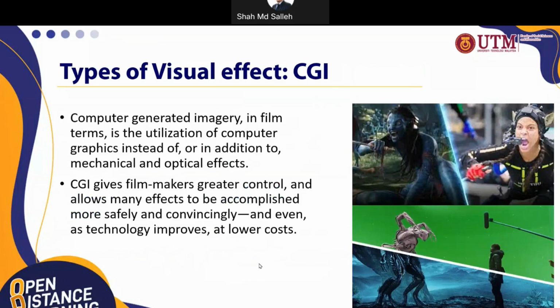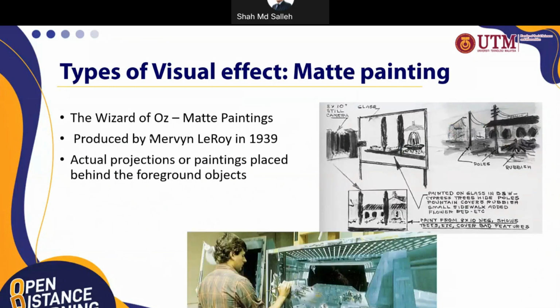This is a visual effect, matte painting. The Wizard of Oz used matte painting, and the Star Wars films used matte painting. For this example, in the real world the real prop has no fountain and trees, but the filmmaker used matte painting to show that in front of this house there is a fountain and trees. So that is the technique.